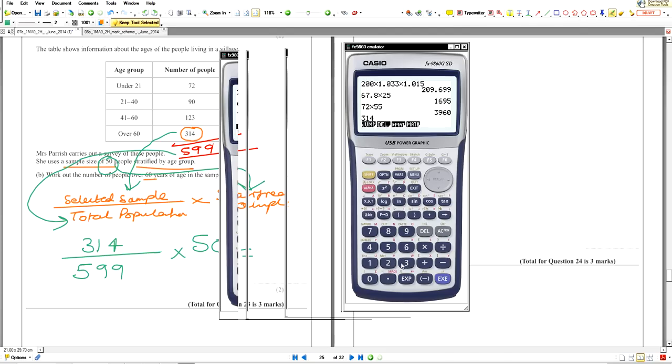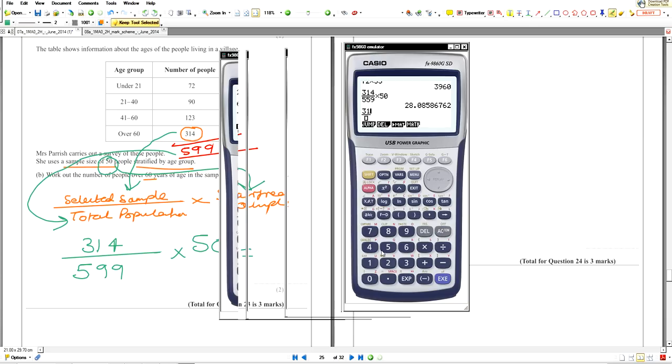314. We're going to use the fraction button first. 314. Oh, I want 4. Then 599 on the bottom, replay it again, and then multiply that by 50 for the stratified sample size, which gives us that, and we need to change that, and we get 20. So 314 divided by 5, oops, I've put in 5 now. Excuse me, folks, let's do that again.